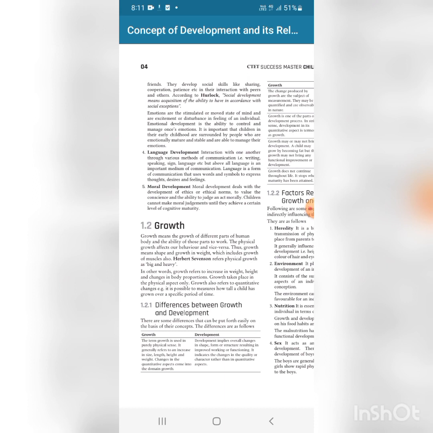Growth affects the physical factors of the body. Growth refers to increase in weight, height, and other proportions of the body. Growth also refers to the quantitative changes. For example, it is possible to measure how tall a child has grown over a specific period of time, and growth is fixed in nature.